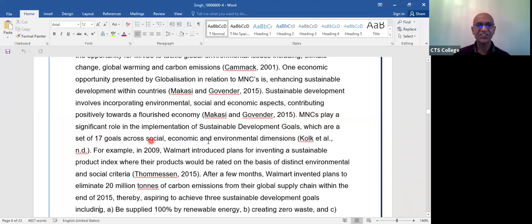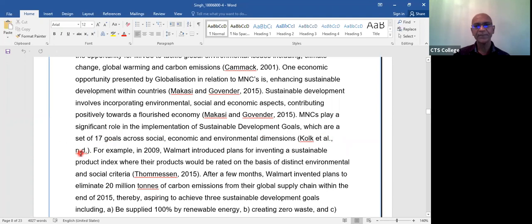There are 17 SDGs. This reference is not the best. If you log on to the UN's website, that's updated 2020. The United Nations indicates that there are 17 SDGs. Some of them include elimination of hunger, equal opportunities for women in the workforce, eradication of illiteracy, and so on. There are 17 of them. I cannot readily identify all 17, but they are listed on the UN's website.